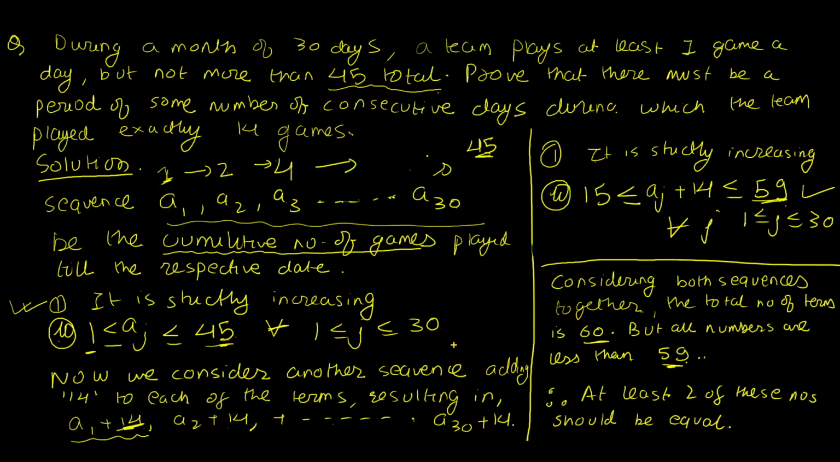Now again, we ask a big question. Can these two equal numbers come from the same set? We know that there are no equal numbers in each set because they are strictly increasing, right? No two numbers in the first 30 are equal, and no two numbers in the second 30 are equal. So the fact that we found two numbers were equal means that one of the numbers must be from the first list and one of the numbers must be from the second list.